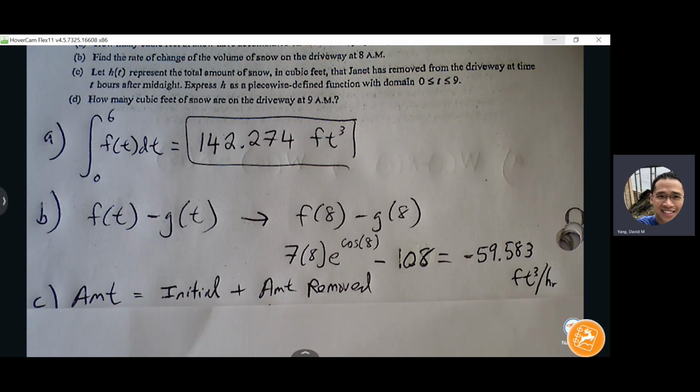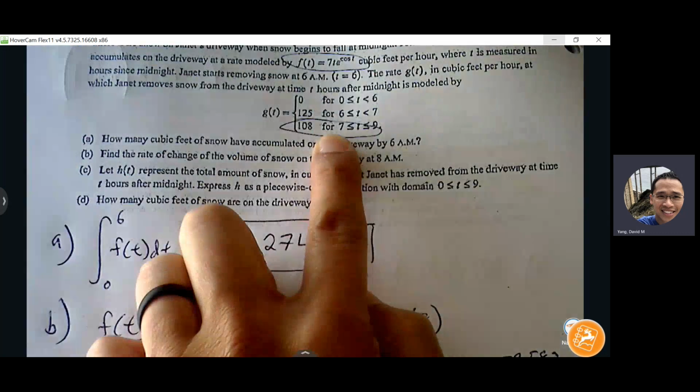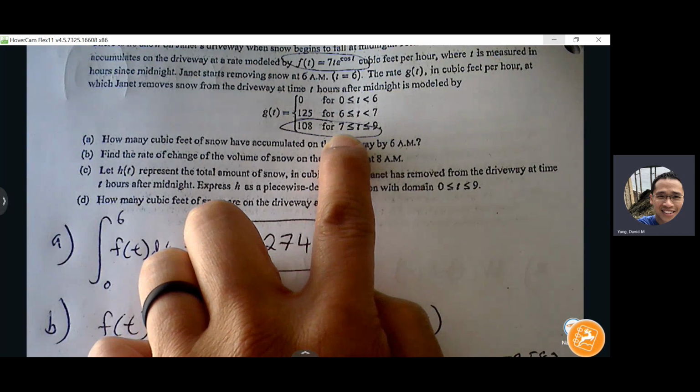And because she's working at a different rate, we have to keep track of those different things. In cubic feet per hour, express H as a piecewise function defined by equals 9. So between 0 and 9. What we want to do is plug in a T value, whether it's a decimal like 6.3 or 7.8, and find out exactly how much she's done.